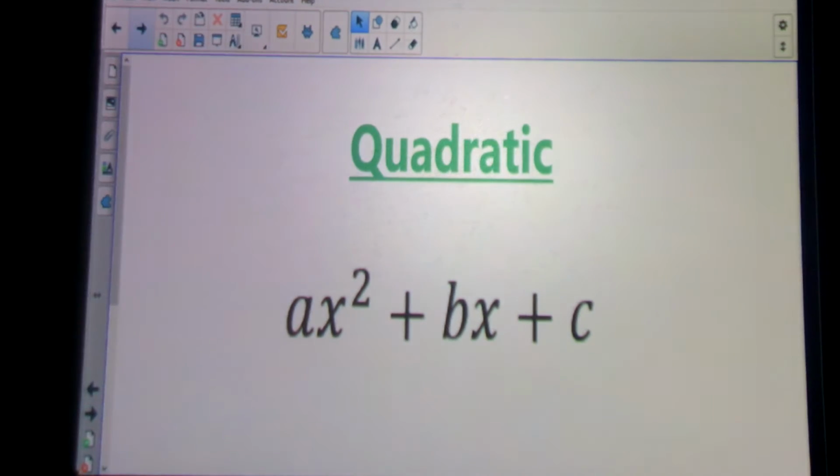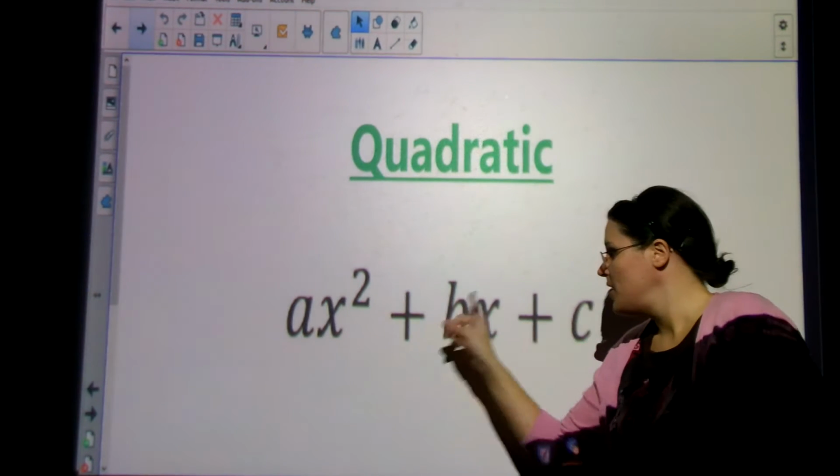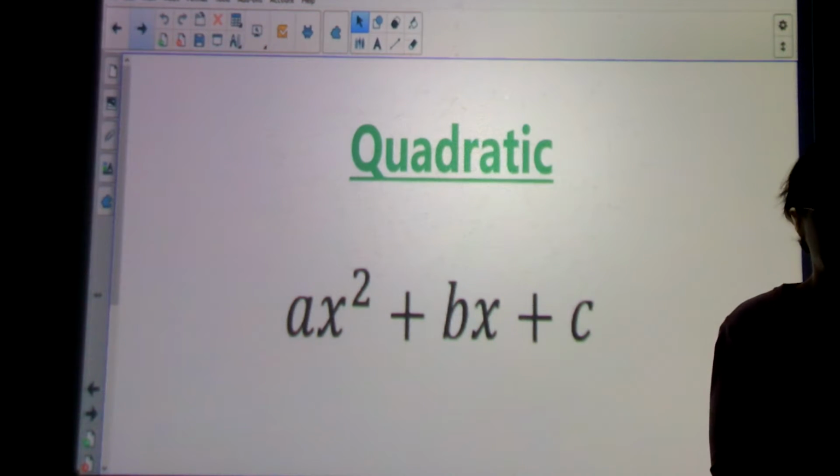So refresh your memories on what a quadratic is. It is an expression where the highest degree is 2. The degree of the polynomial is 2. So we usually write it in the form ax squared plus bx plus c, where a, b, and c are any real numbers.